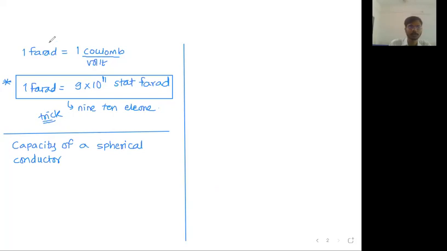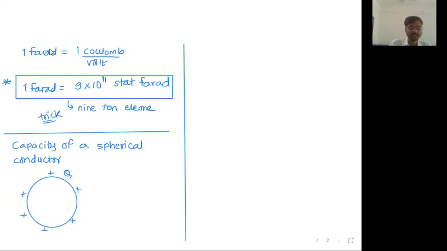So let us take one spherical conductor. Let it be a hollow shell or a solid conductor. Ultimately, if it is a conductor, charge will be only on the surface. So it doesn't matter whether it is a hollow sphere or a solid sphere. So let us put some charge on that conductor. Let us say the value of the charge on the conductor is capital Q.